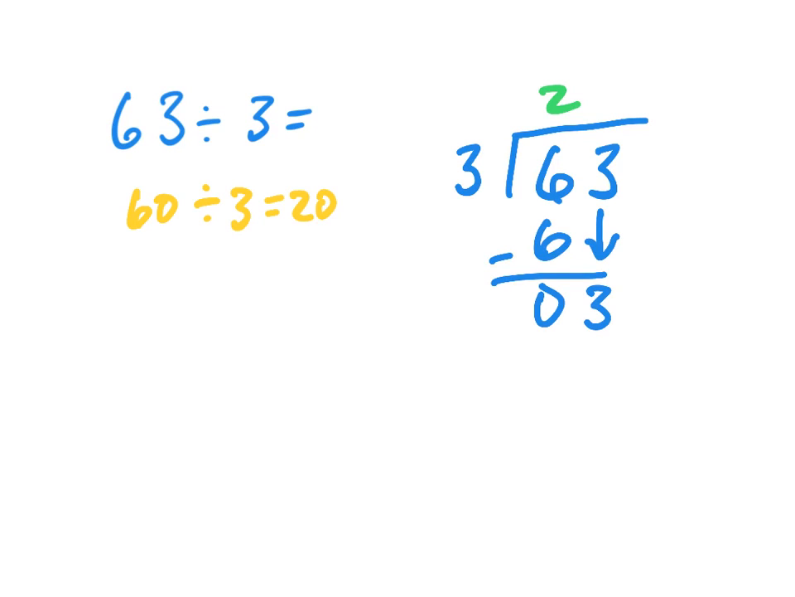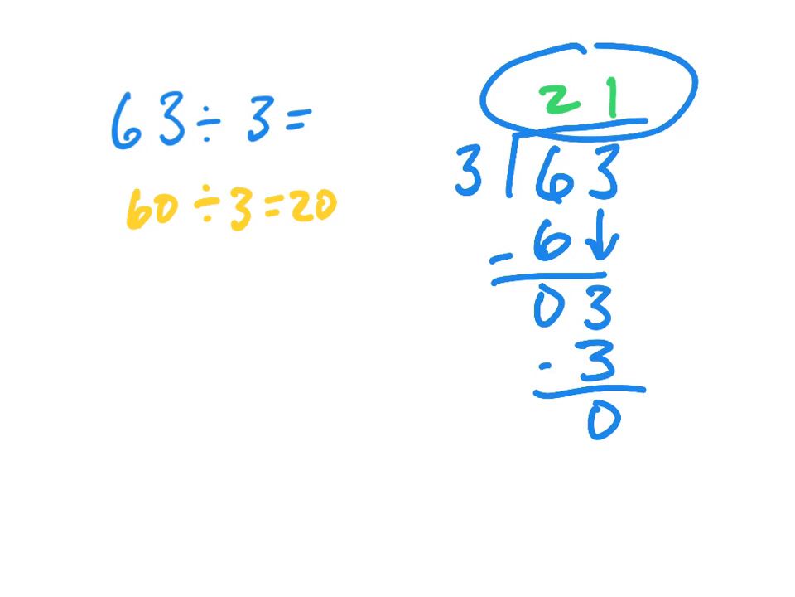Now I ask myself, how many times does 3 go into 3? That's just one time. 3 times 1 is 3. I subtract, I'm left with nothing, and there's nothing left to bring down, so I'm done. My quotient, the final answer, is 21. And when I compare that to my estimate of 20, that's pretty close.